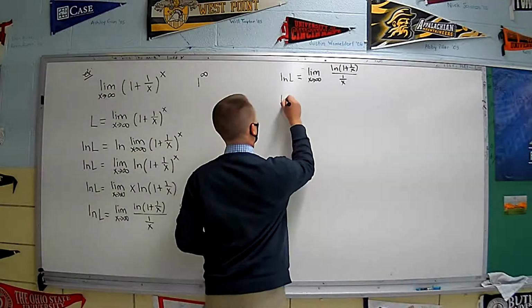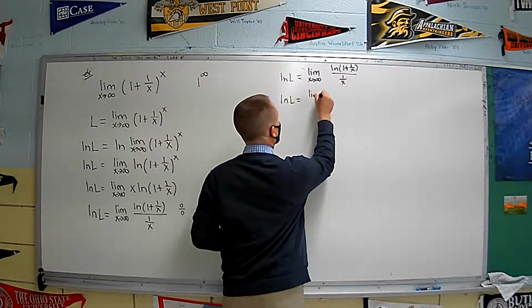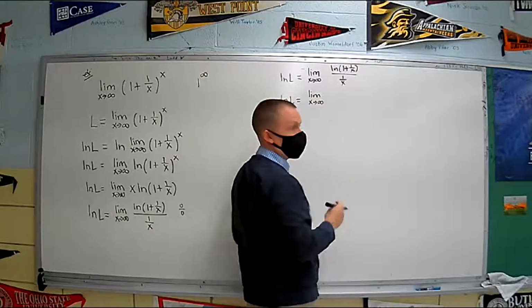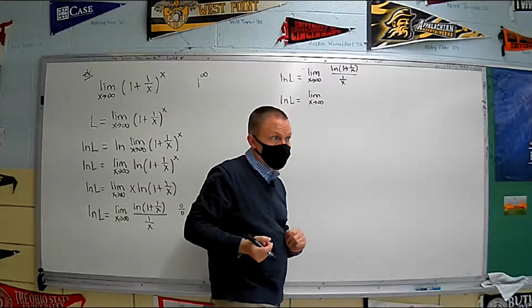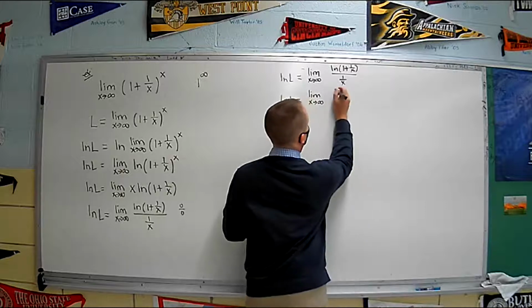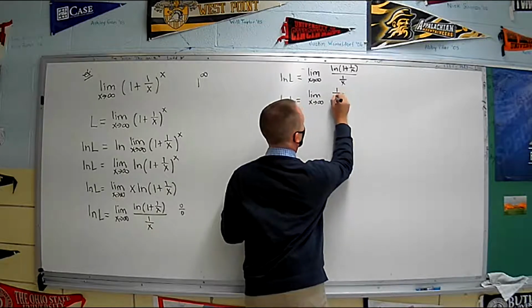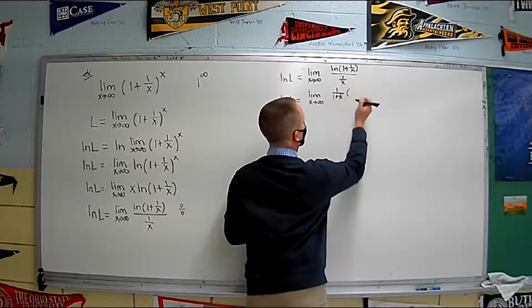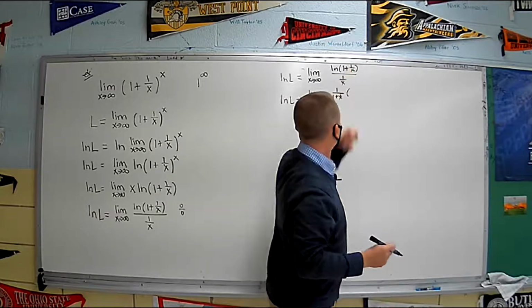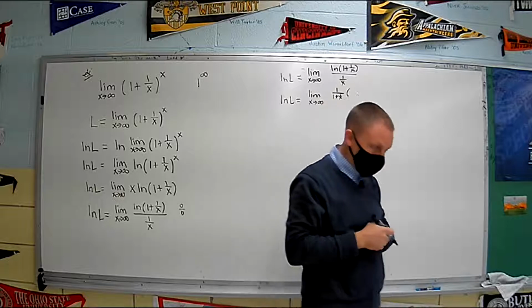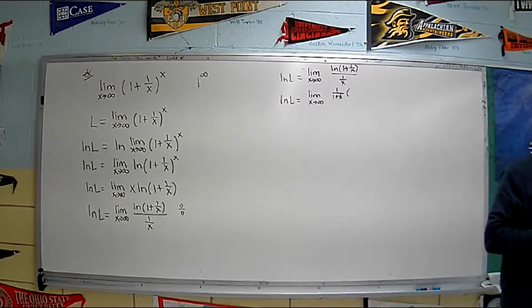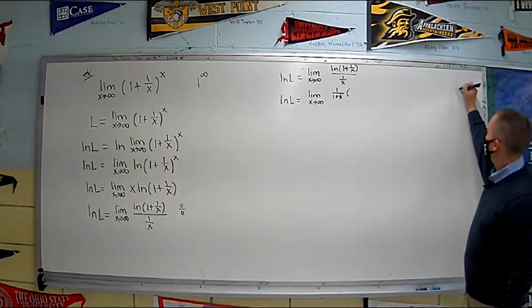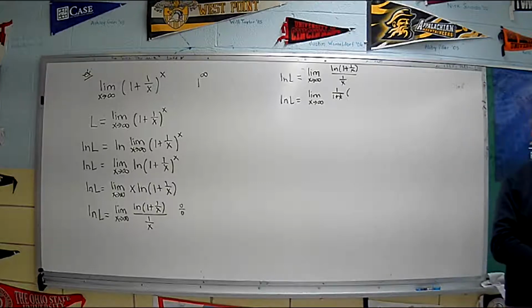Find the derivative, right? So we take the rate of change. So the derivative of the top is going to be 1 over 1 plus 1 over x times the derivative of the inside. And what's the derivative of 1 plus 1 over x? 1 plus x to the negative 1. That's what it is. So what's the derivative of that? Negative x to the negative 2?